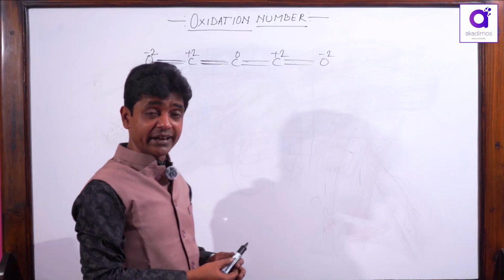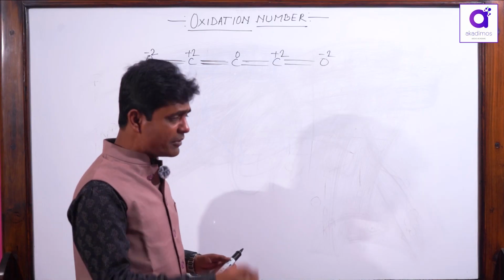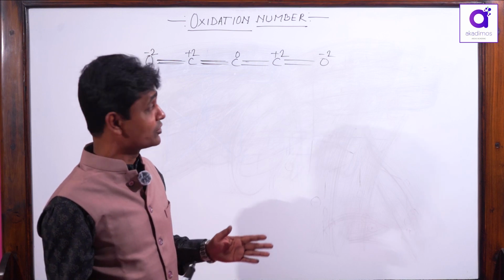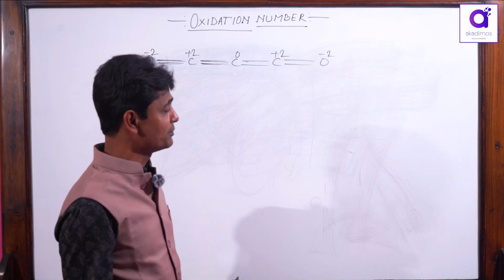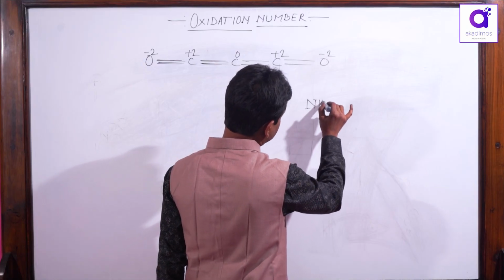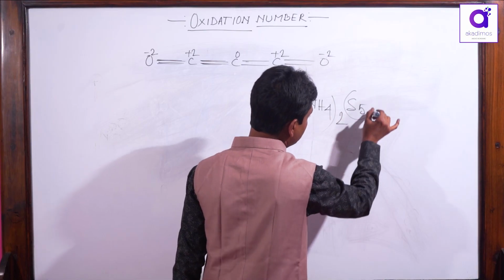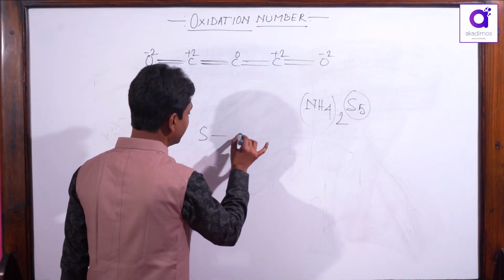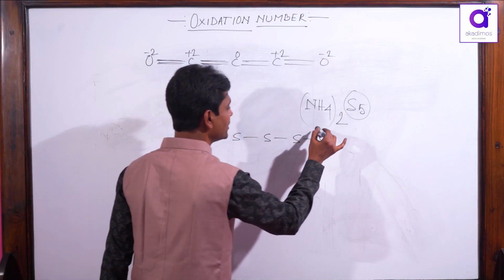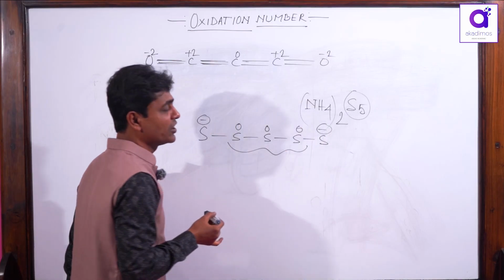In JEE Mains we get a question type: in which of the following, how many atoms have 0 oxidation number? There you have to know the structure. Otherwise you will not get the 0 oxidation number of sulfur. You know ammonium polysulfide, like (NH4)2S5. This S5 2 minus is a polysulfide. The terminal 2 sulfurs are minus 1, minus 1. All the medial ones are with 0 oxidation number.